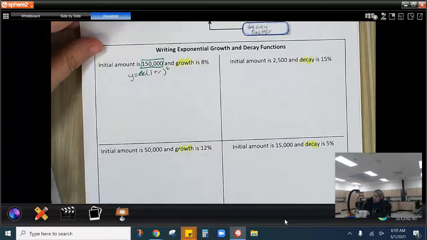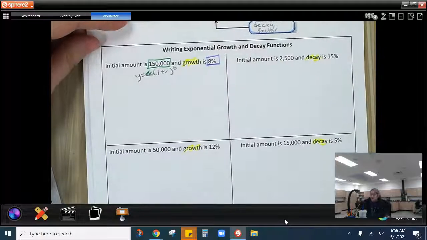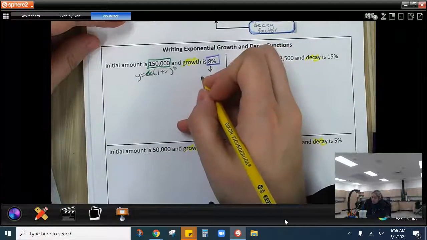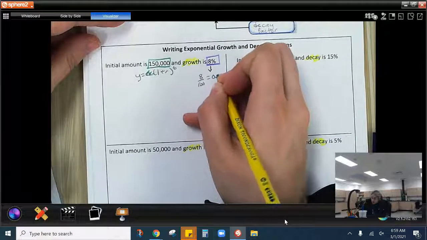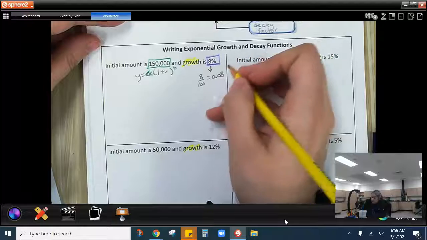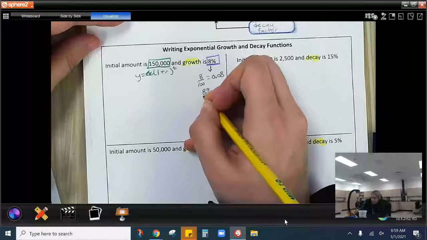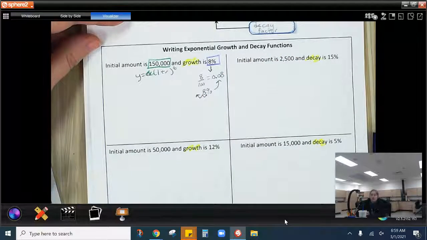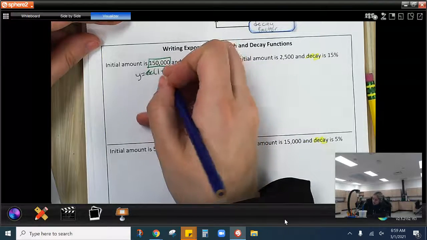The next thing we need on here is our growth rate, which is 8%. But remember, it needs to be as a decimal. So I need to convert that. So that would be 8 out of 100. Another way of writing that would be 0.08. So if I just take my 8%, there's a decimal right here, right? So I would just move it 2. So that's how it turned into the 0.08. And that is for R.